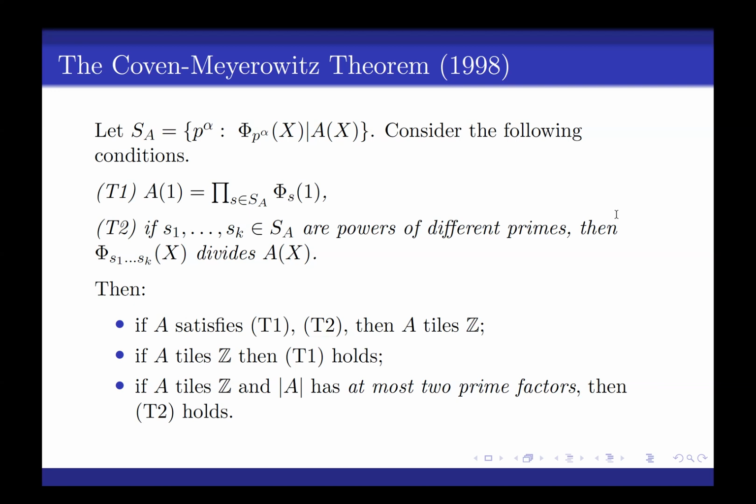Okay, so I'll go back to the first point in a couple of slides, because I'm actually going to show you how one can reformulate condition T2 in an easier understandable way using the Coven-Meyerowitz argument and how they proved that the T2 property implies tiling. Okay, so we'll go back to that in a couple of slides.